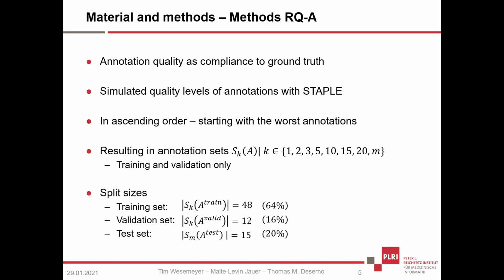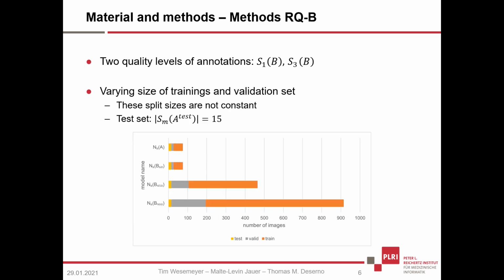You can see our split sizes, slightly differing from the usual splits because of our small dataset A. Please keep in mind that our assumed ground truth includes 15 images with STAPLE masks using all given user annotations. For the second research question, we varied the size of training and validation sets to investigate the influence of dataset size at a given quality level. We have 2 quality levels of annotations using 1 or 3 annotations per image, calculating the training annotations. Because of the nature of the research question, we have differing split sizes with a not constant ratio.